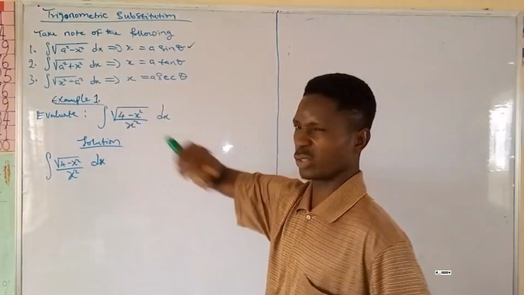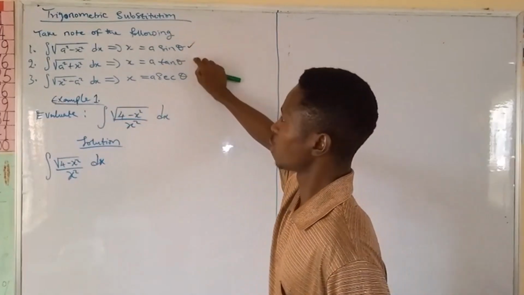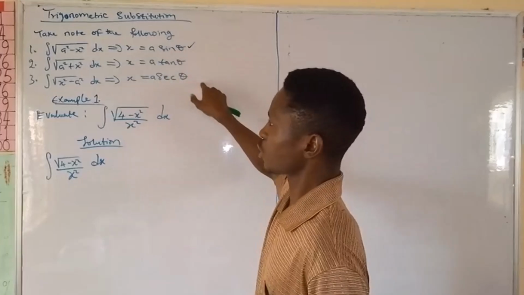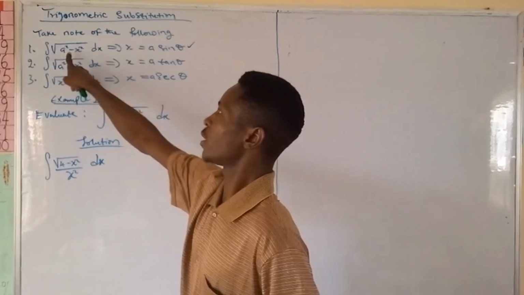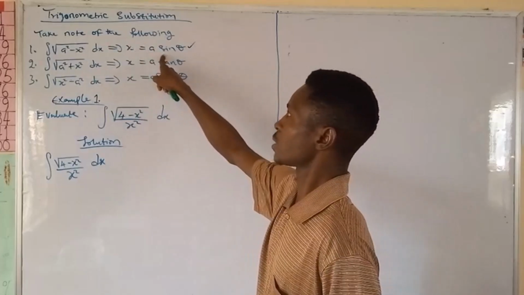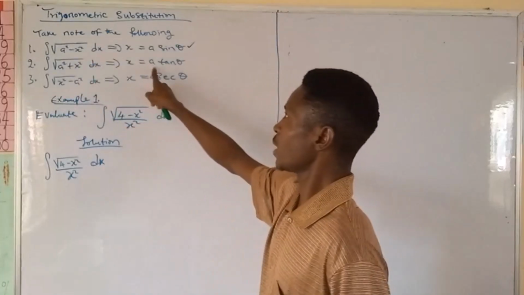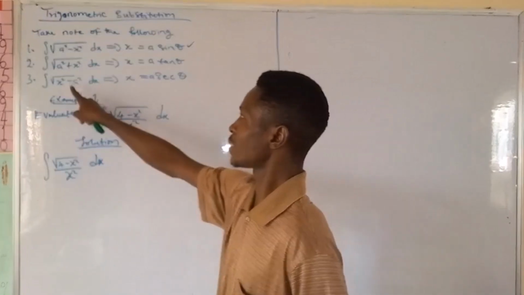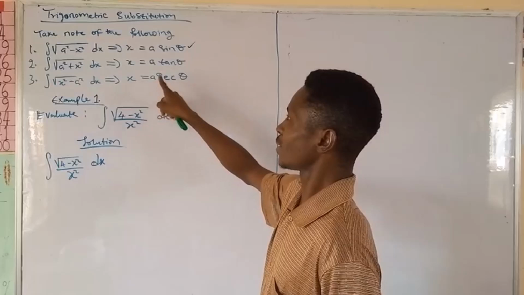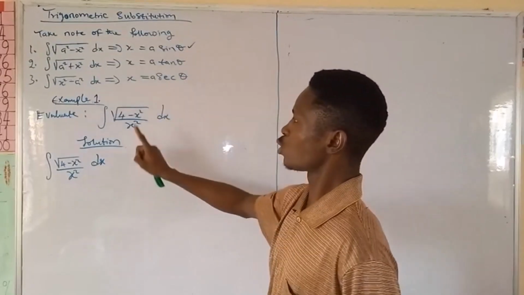Now, under trigonometric substitution, we have these three basic or major substitutions, where you have a function of this form. Your substitution for x is a sin theta, that of this form is a tan theta, and this is a sec theta. Now we'll be using this to solve this.